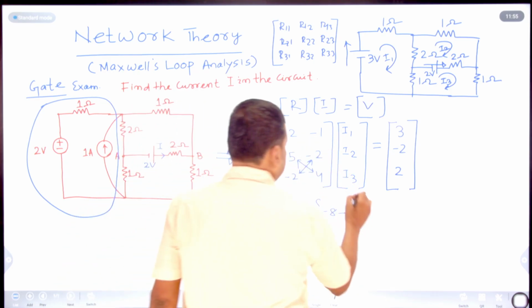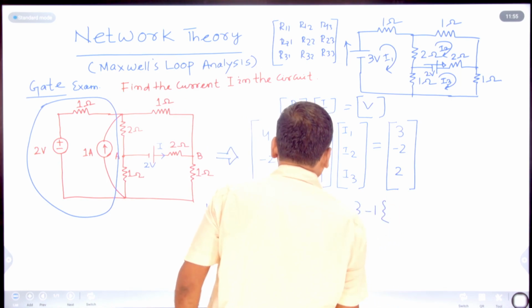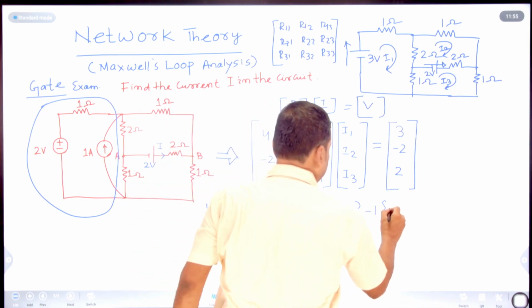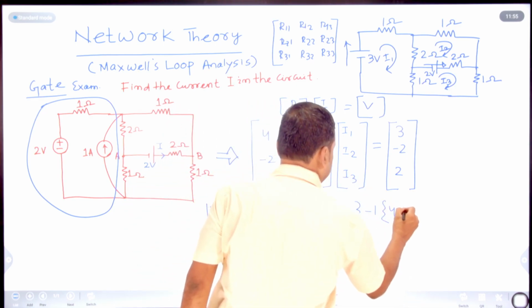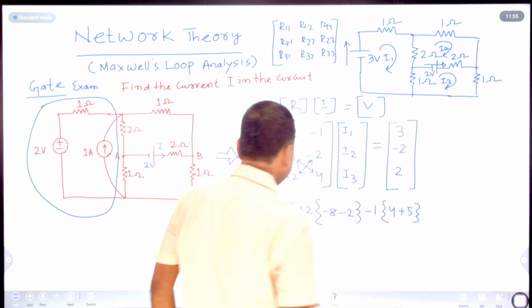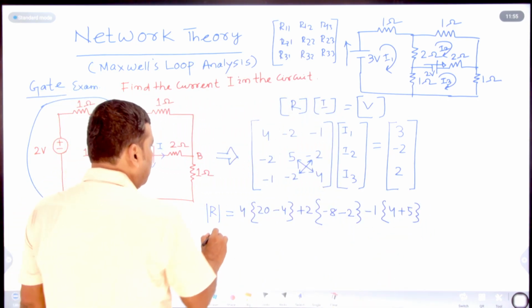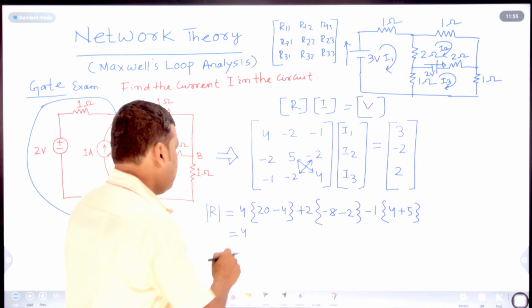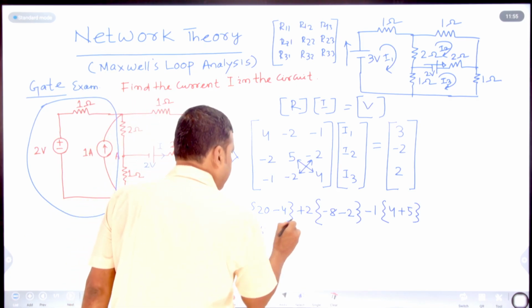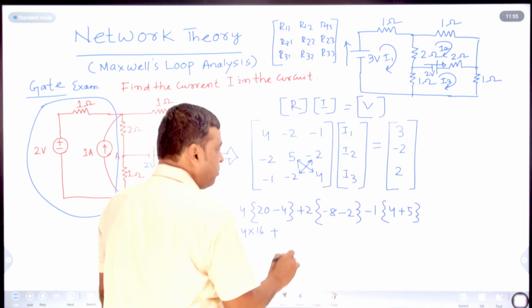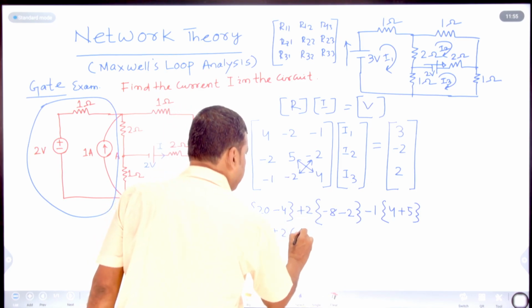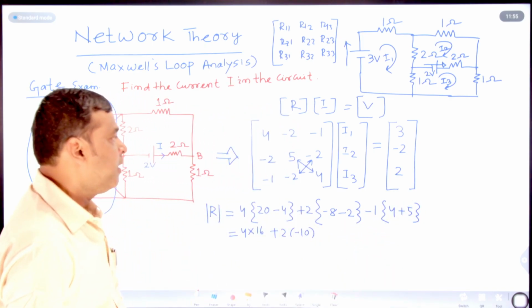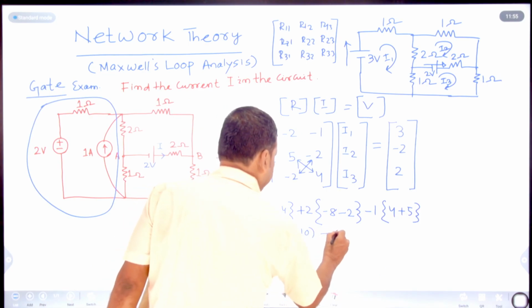Then come to the third, that is your minus 1. If you close this one, you will find minus 2 into minus 2, that is your plus 4. Then minus plus 5, you will find this one. So then what you will do? That is your 4, 20 minus 4, that is your 16. 4 into 16. Then plus minus 8 minus 2, minus 10. 2 into minus 10. Then minus 1 into 4 plus 5, that is 9. 9 into minus 1, minus 9, and this is your minus 9.